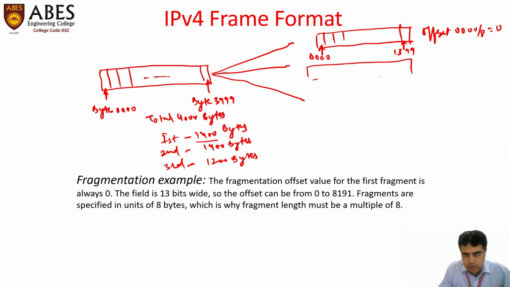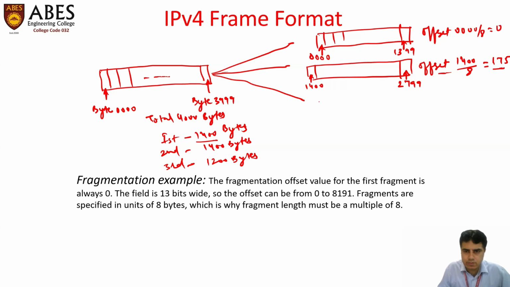Now the next fragment starts from 1400 and the last is 2799, total 2800. So the offset value of this second fragment is 1400 divided by 8. This is 175. So the offset value for this second fragment is 175.